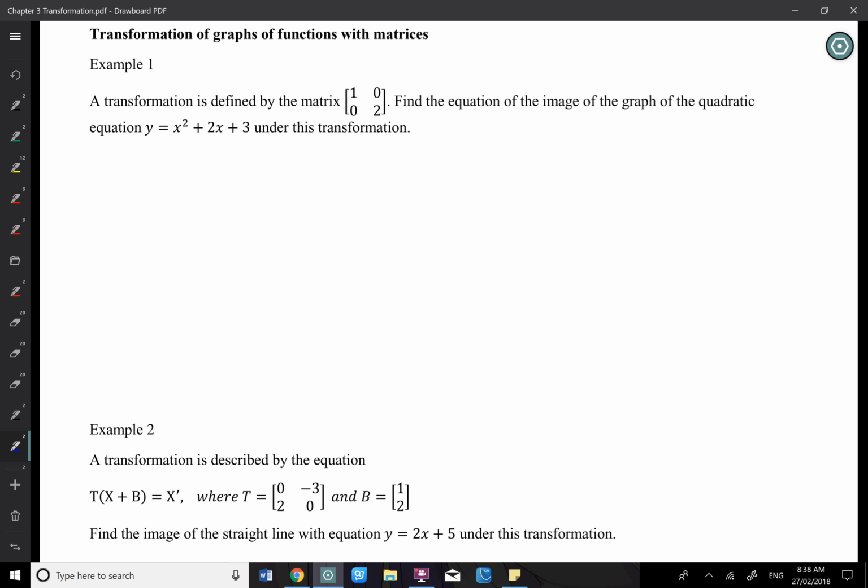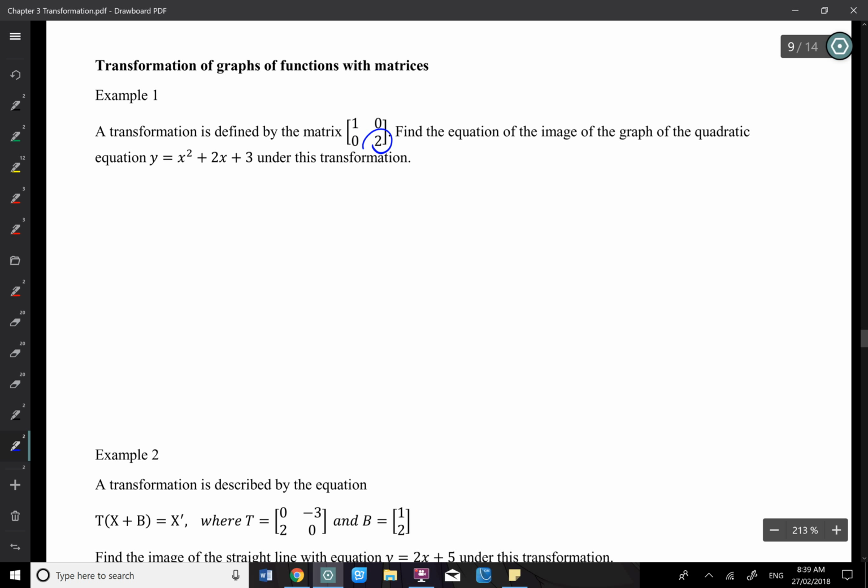So let's have a look at example 1. A transformation is defined by this matrix. By looking at this matrix, you know this is a dilation by a factor of 2 from the x-axis because it's changing the y value and keeping the x the same. There are 2 ways you can do it. If this is a really simple transformation matrix, you can see immediately what it means.